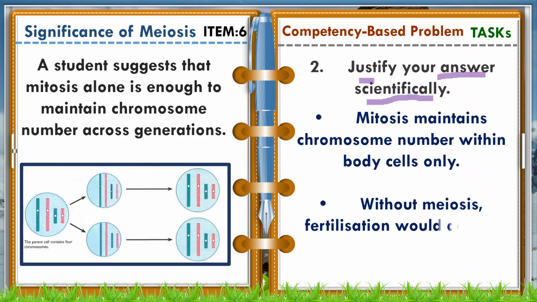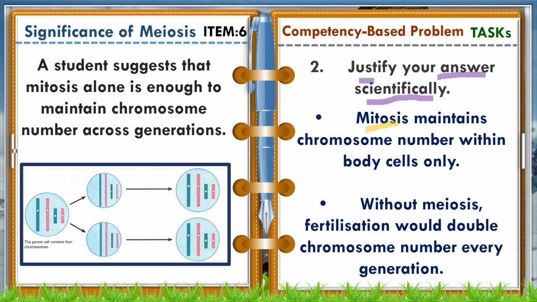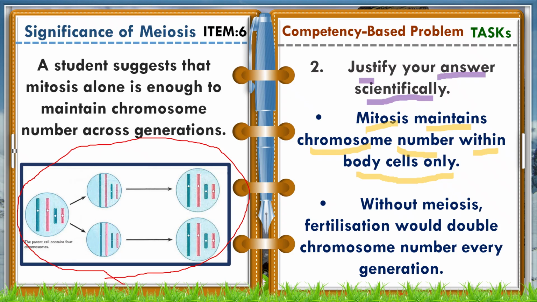Now we can say that mitosis maintains chromosome number within the body cells only. The process of mitosis maintains the chromosome number within the body cell only, not in gametes, not in formation of gametes.